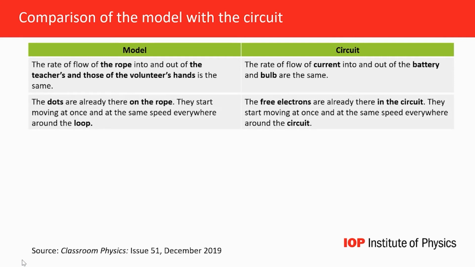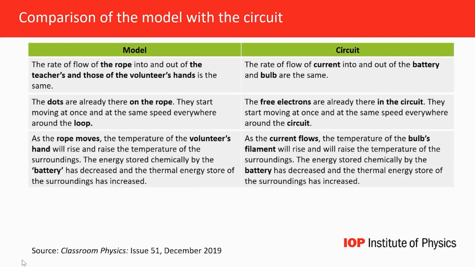Secondly, on the rope model, we have dots that already stay there on the rope. They start moving at once and at the same speed everywhere around the loop. Similarly, for the circuit, we have the free electrons which are already there in the circuit, and they start moving at once and at the same speed everywhere around the circuit.